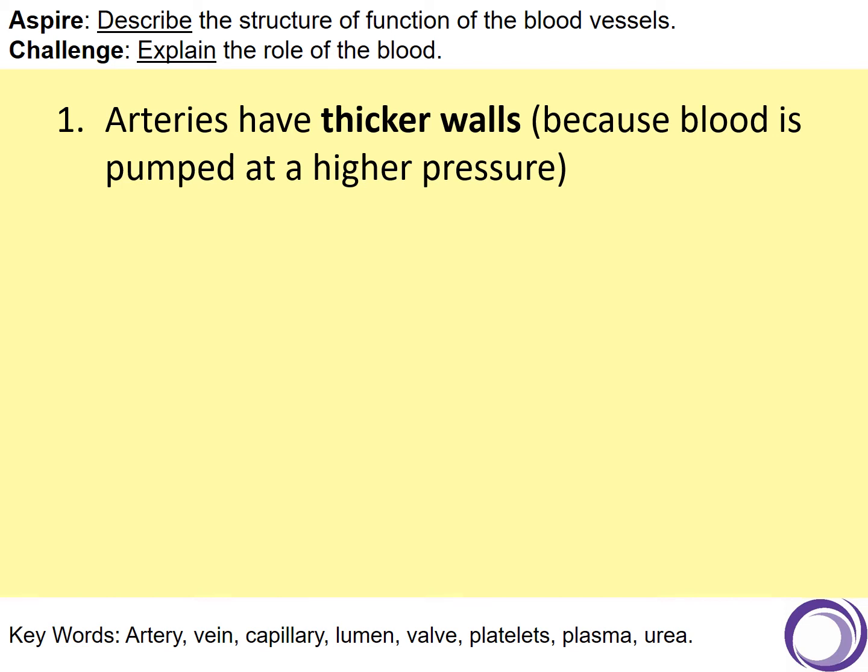So arteries carry blood at really high pressure because they're coming away from the heart, and that heart being pumped on the left hand side comes out at very high pressure because it's got to get all around the body. Arteries also have a smaller lumen. A lumen is just a scientific name in biology for a hole. So the hole that the blood travels through is called a lumen. Arteries have a smaller lumen, which means that blood travels through quicker, creating that higher pressure which the arteries need.